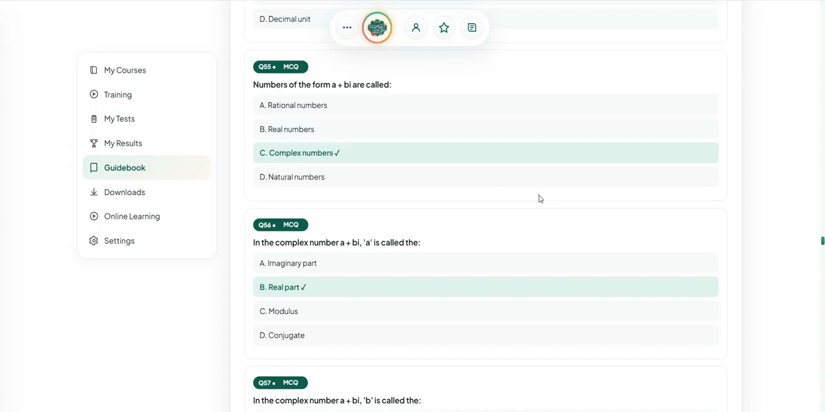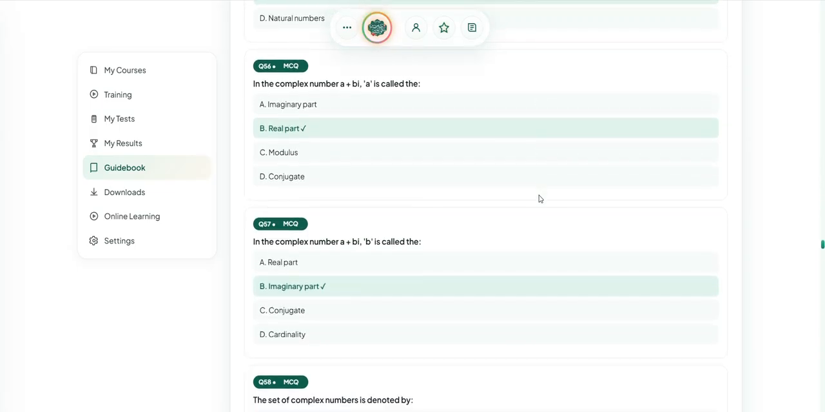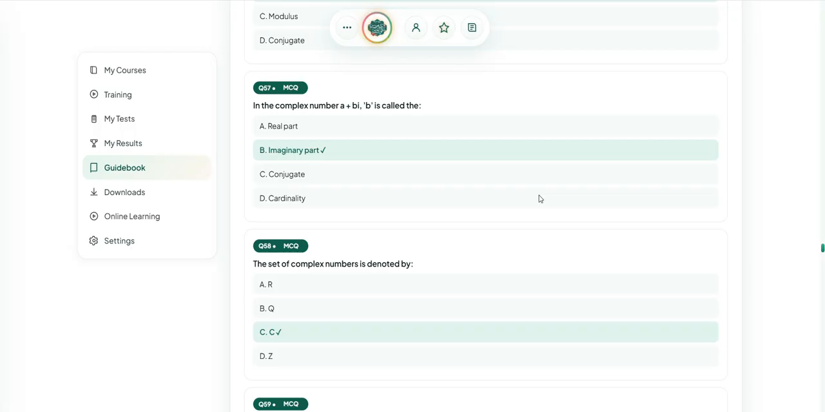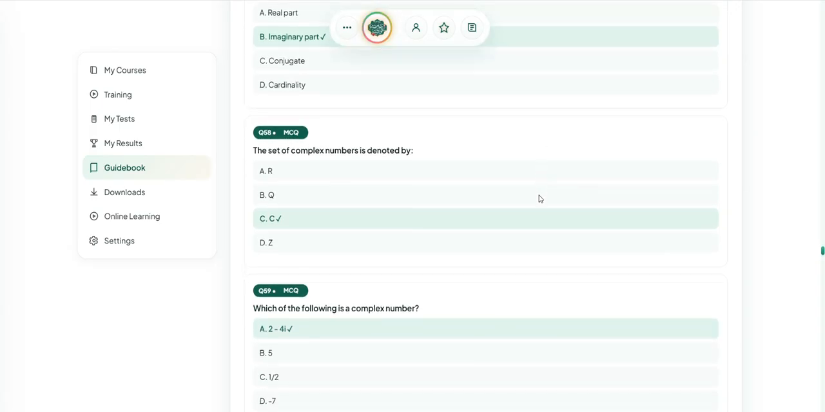Numbers of the form a plus bi are called complex numbers. In the complex number a plus bi, a is called the real part. b is called the imaginary part.